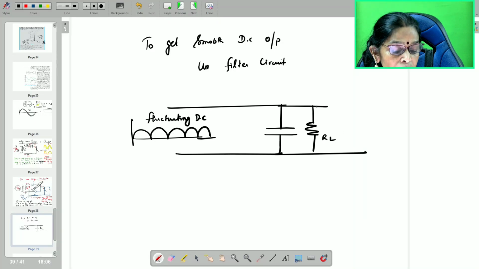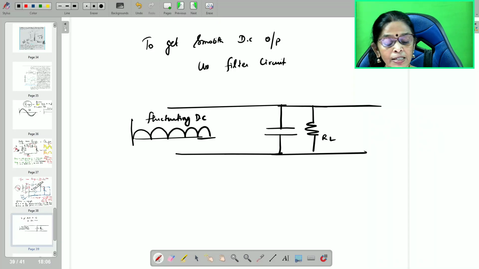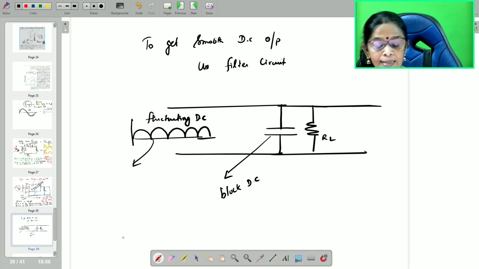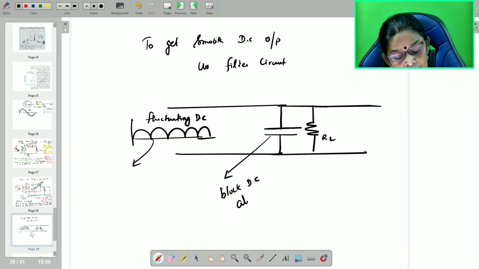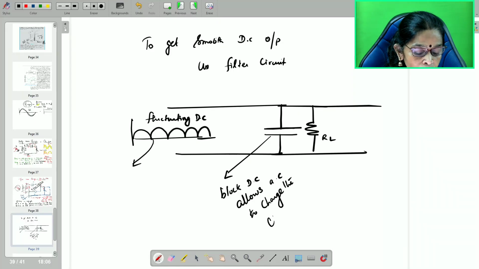If I use a capacitor, what will happen? The capacitor blocks DC. Since it is blocking the DC component, the fluctuating DC, it allows AC. It blocks DC, allows AC, and the varying current charges the capacitor. AC is nothing but fluctuating current.